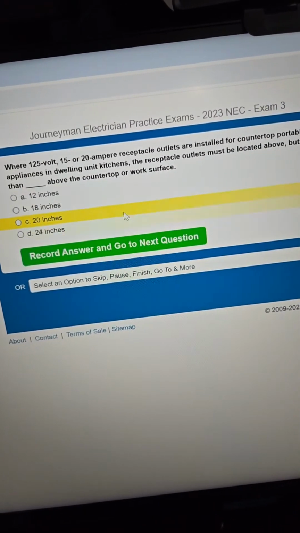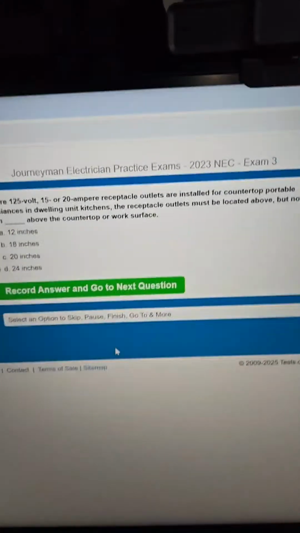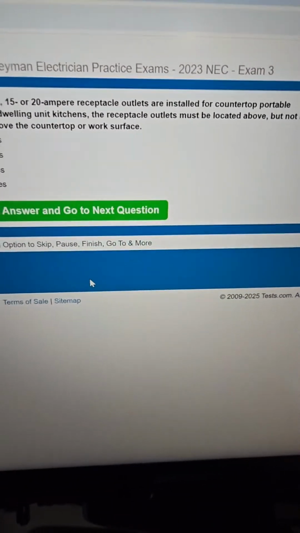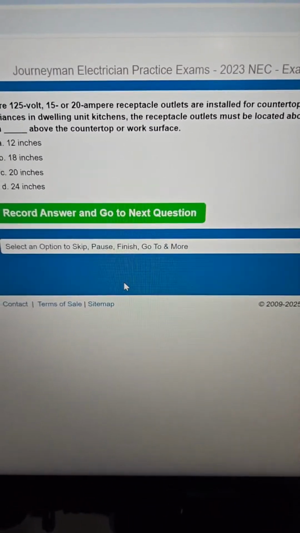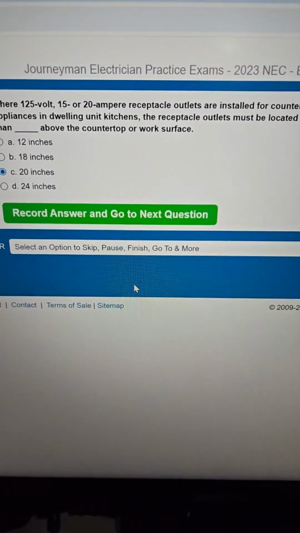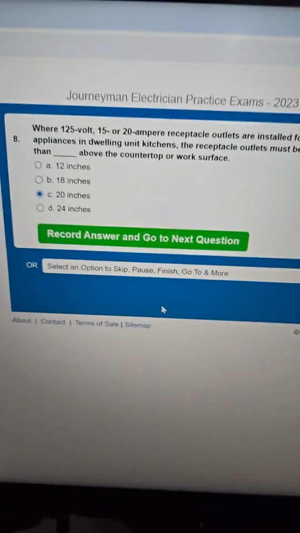Let's see here. We can't be more than 20 inches, I think. So 20 amp receptacle installed for the countertops. That's the small appliance branch circuit is what it's talking about. And it's definitely 20 inches.